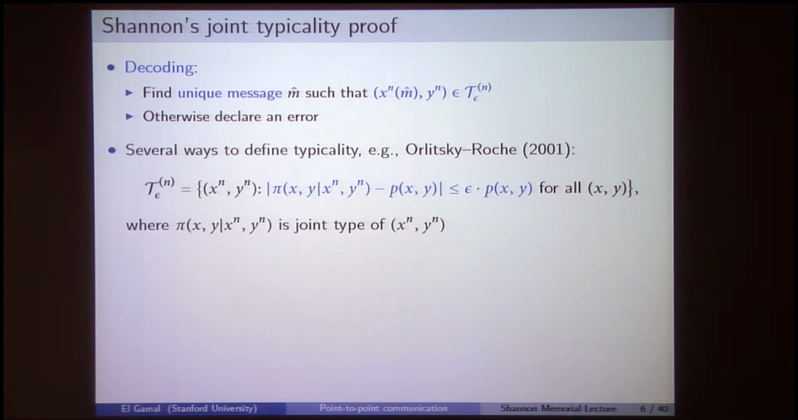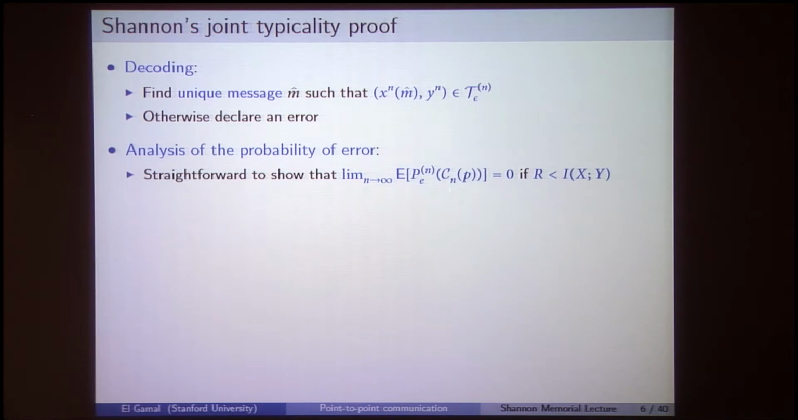Okay? So now there are many ways to define typicality, and one of my favorite ways, for several reasons that I'm not going to get into, is the one called robust typicality by Orlitsky and Roche in 2001. Basically, the definition here is that the empirical joint probability mass function of the sequences x^n and y^n is close to p(x,y) for every x and y. Okay. So that's just one definition, but there are many other definitions.